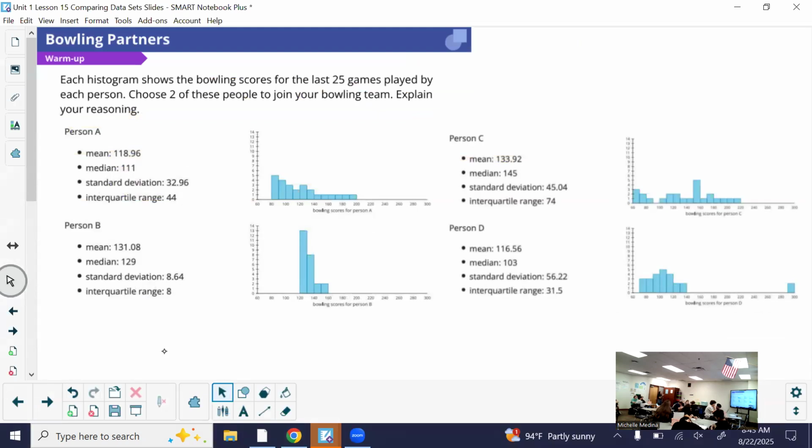All right, so new note sheet, the one you picked up today. You are going to look at the histogram and the statistics for 4 different people. And this is representing the bowling scores for the last 25 games played by each person. You're going to choose 2 people to join your bowling team and be prepared to explain why. So compare their statistics, compare their shapes. Who would you pick from this group for your bowling team and why?